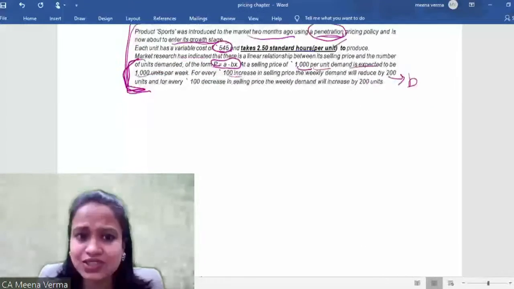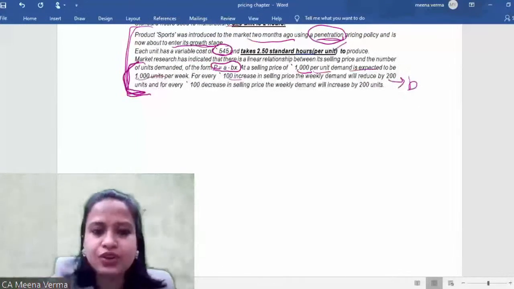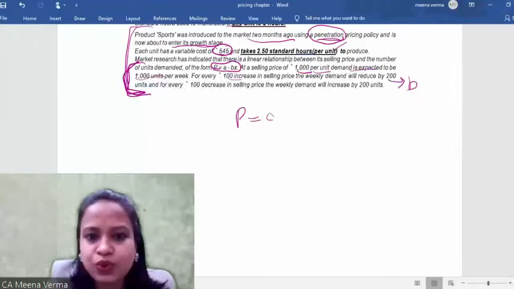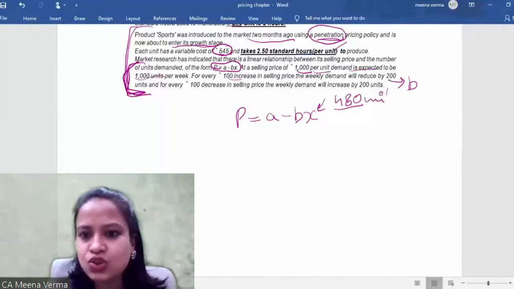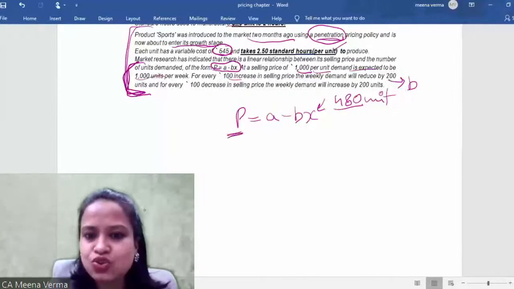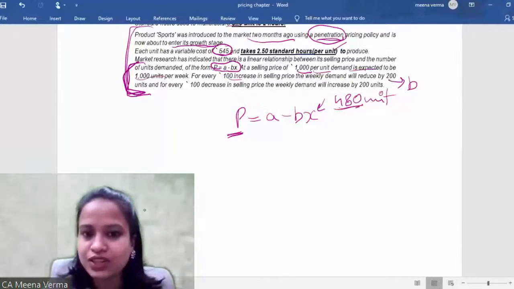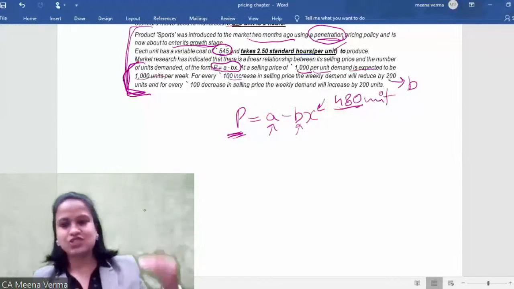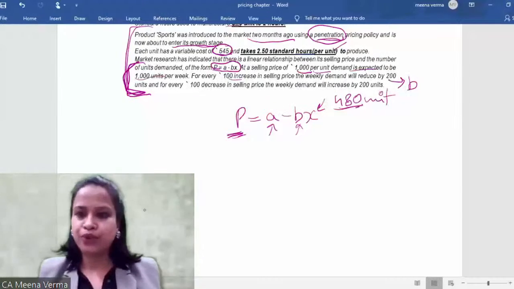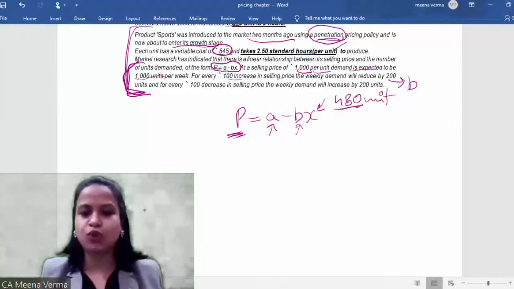We have this relationship. What is this relationship? We know that P is equal to A minus BX. We know here X is 480 units. The organization is producing 480 units. So what price should the organization quote for these 480 units? For that, you need to find A and B. If you know A and B, you can find the price the organization should quote for this sports product.